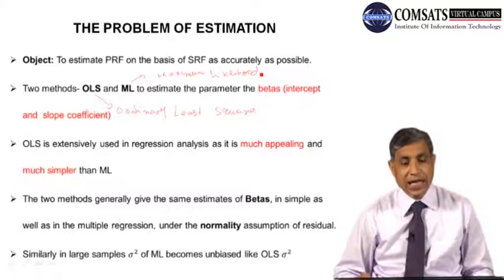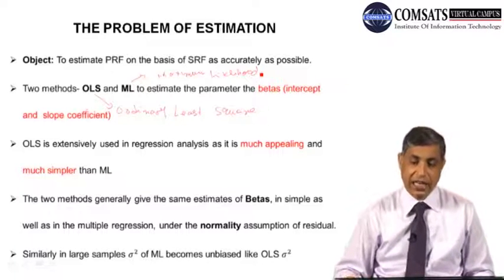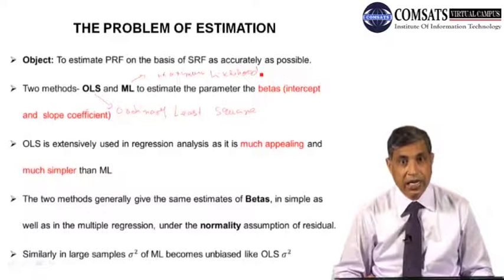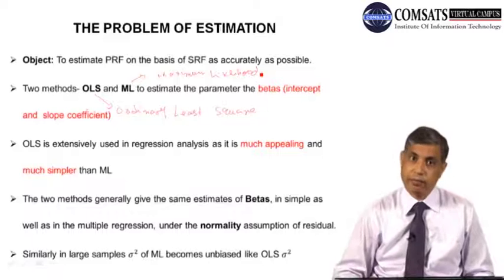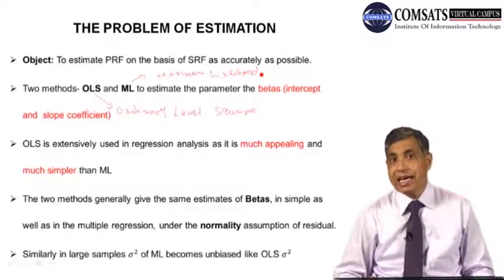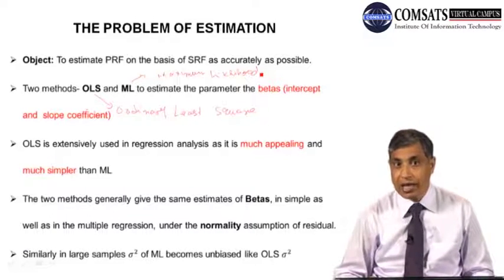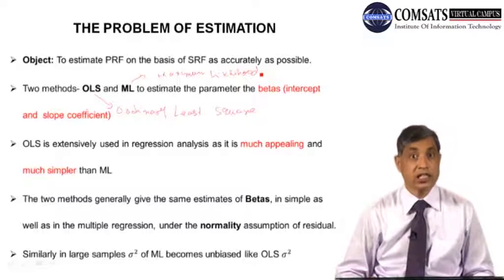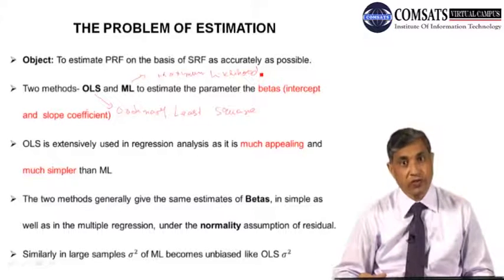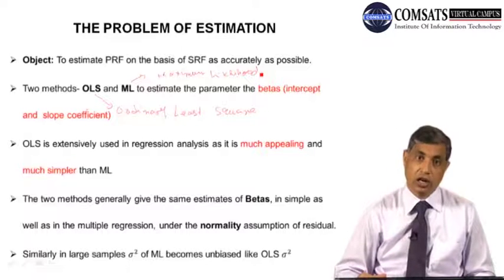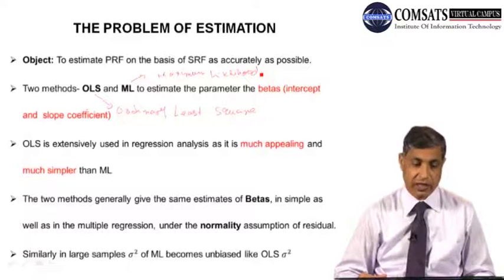Now OLS is extensively used in regression analysis. What is the reason behind this? It is much more appealing and much simpler than maximum likelihood. But it cannot be said that maximum likelihood is not useful. In some cases its significance is more powerful as compared to the ordinary least square method.